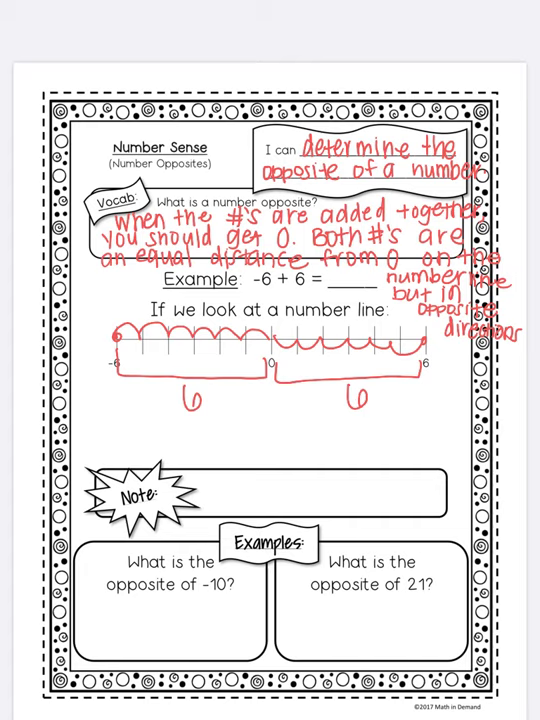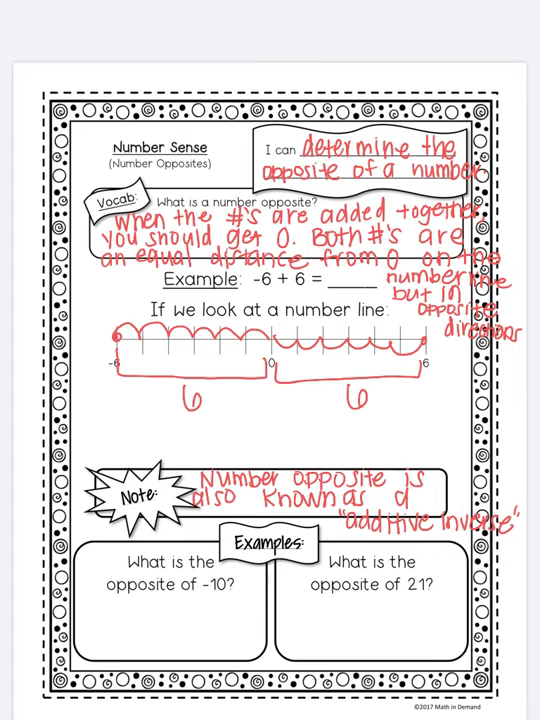Something else to remember, another vocab word that you might see used for opposite, is additive inverse. We've talked about inverse operation as in being opposite. So a number's opposite is also known as an additive inverse, A-D-D-I-T-I-V-E. Remember, inverse means opposite. Additive inverse just means that when you add them together, they end up at 0.